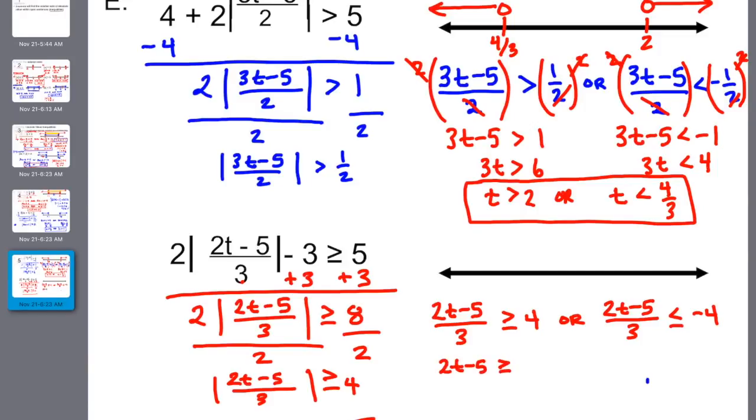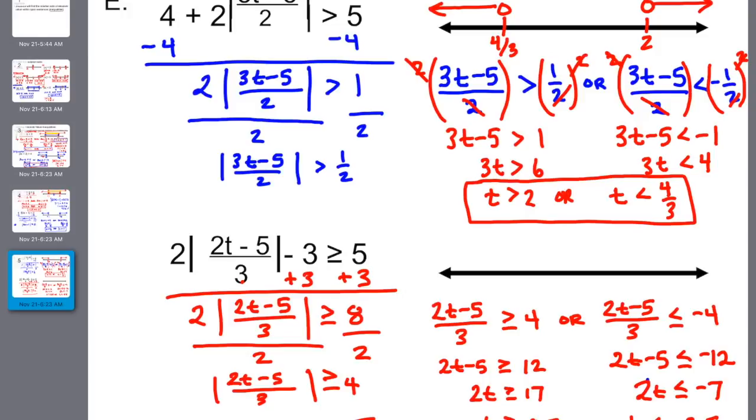Multiply both sides by 3, we're going to get 2t minus 5 is greater than or equal to 12. Add 5, you're going to have 2t is greater than or equal to 17. Divide by 2, you're going to get t is greater than or equal to 8.5, or 2t minus 5 is less than or equal to negative 12. So we multiply both sides by 3. We added 5 to each side and got 2t is less than or equal to negative 7. We divided each side by 2, and we got t is less than or equal to negative 3.5.